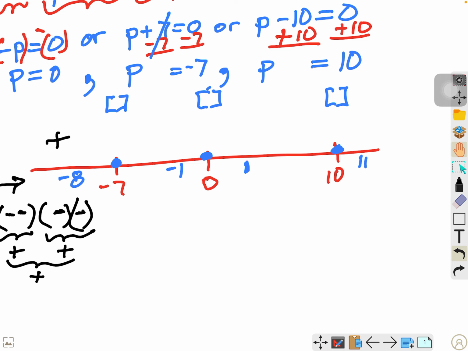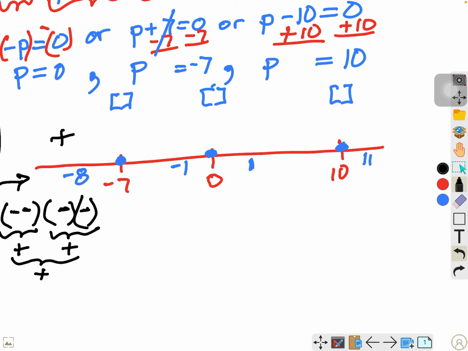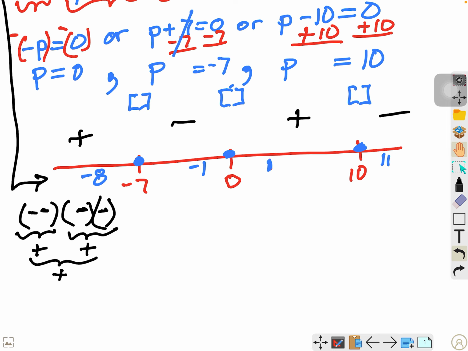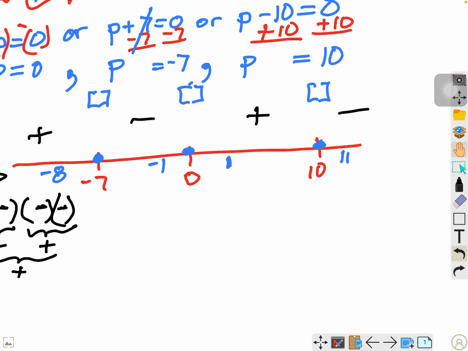So if my guess is correct, these regions will alternate. Negative, positive, negative. But we have to check. Sometimes we get a curveball in our polynomials and it doesn't work out like this. So we'll do a quick check and test the interval between -7 and 0. And we've chosen 1. So a negative p. So a negative times a negative for -p.